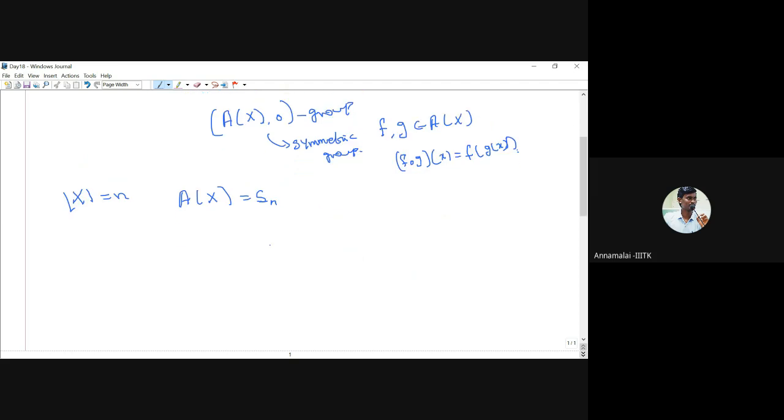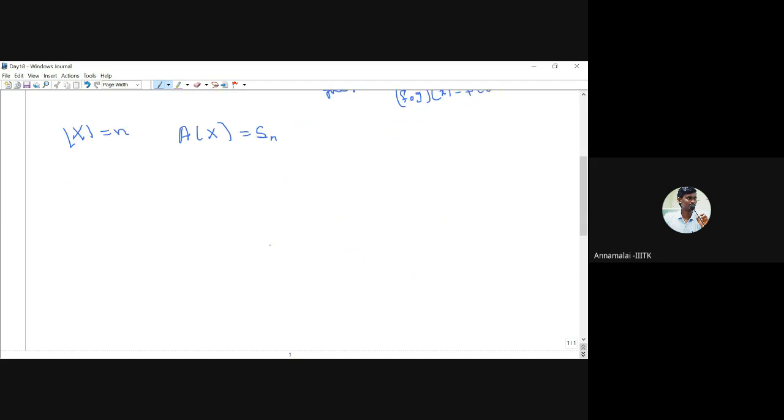Now Cayley's theorem says that any group is isomorphic to a subgroup of A of X. That is a very important theorem, Cayley's theorem. All the named theorems are very important.